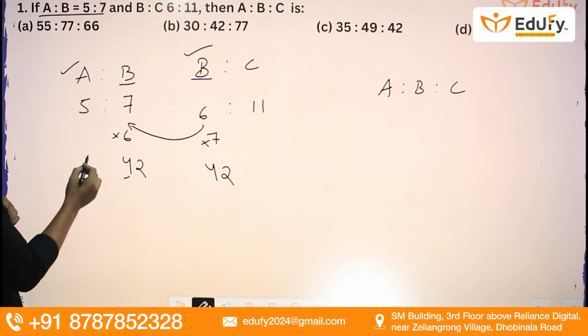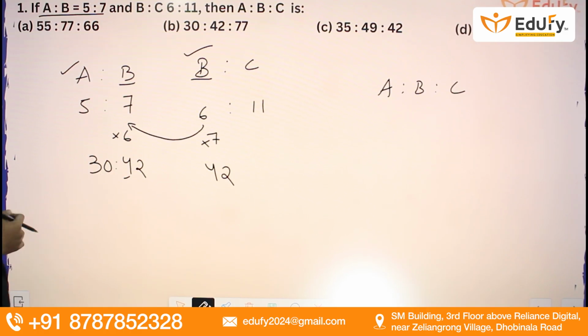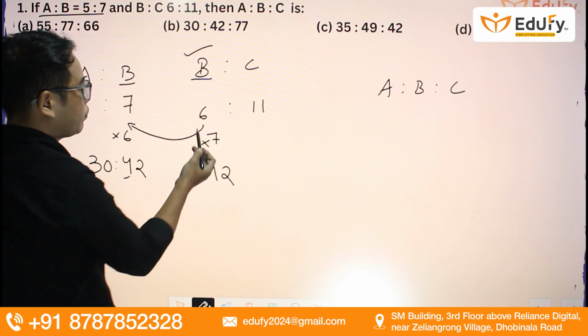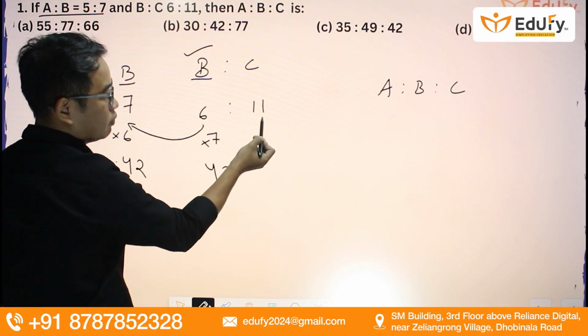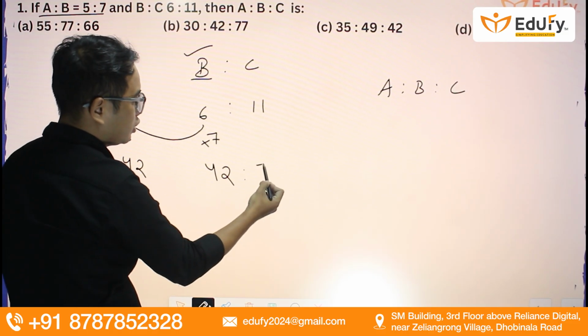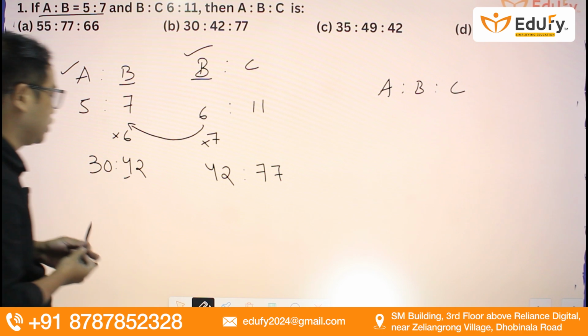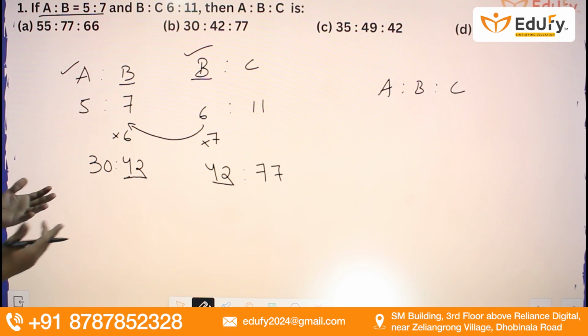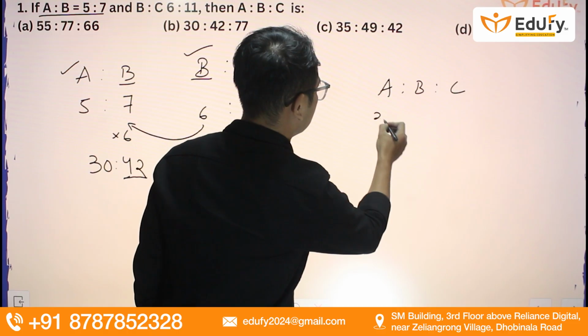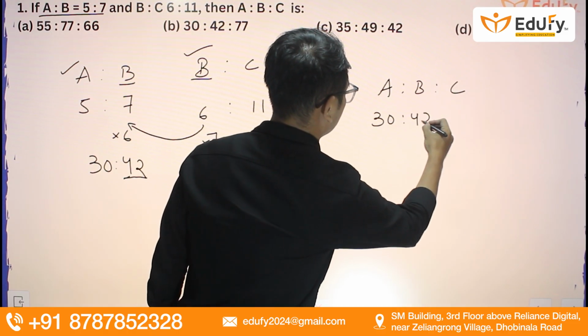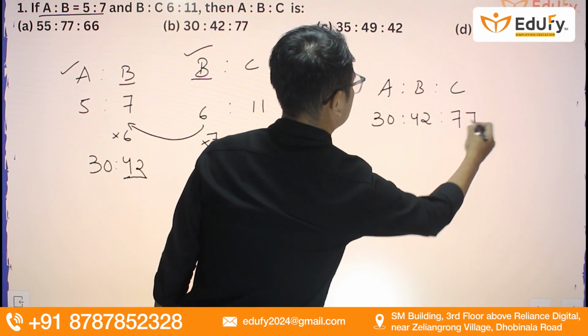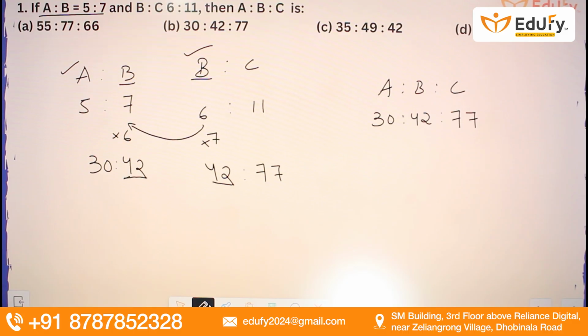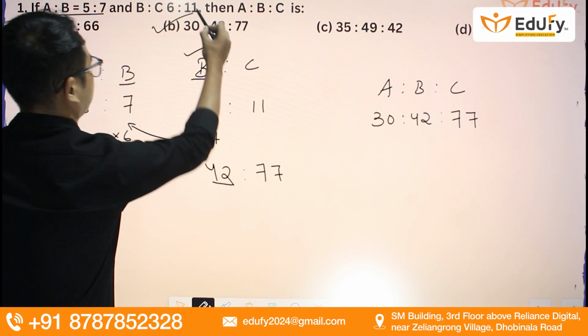So this is 6 5s are 30. So I'll get this one. Here, this is already the same thing. Since I'm multiplying this with 7, I have to multiply this one also with 7. So if I do it here, I get 77. Now you can see 30, 42, 77. The value of B is 42, which is the same. So now I can write the ratio as 30 is to 42 is to 77. And this is your option number B.